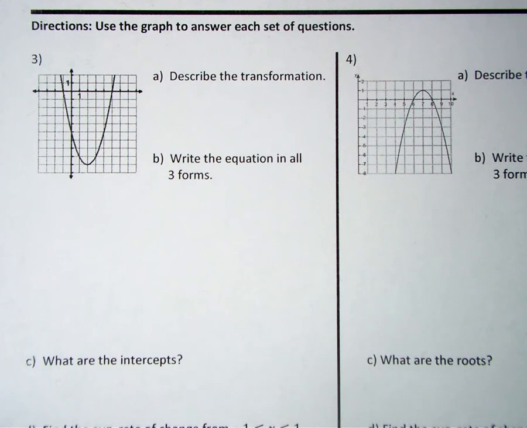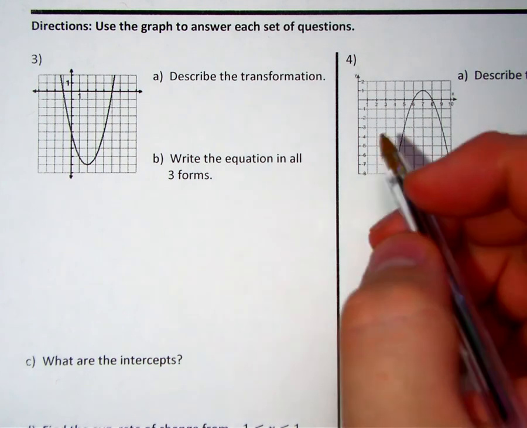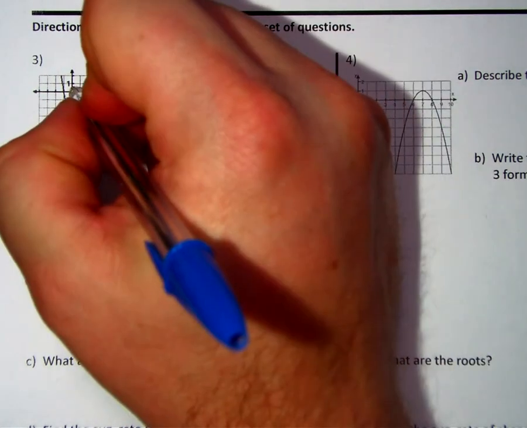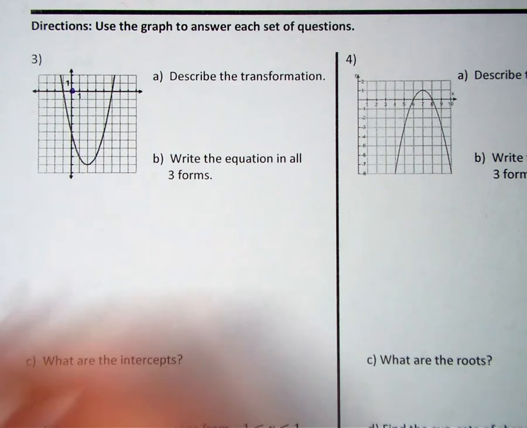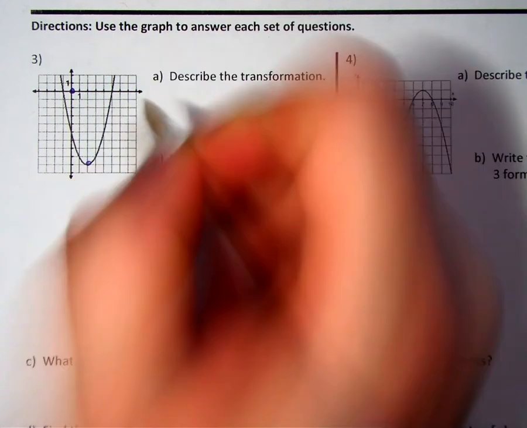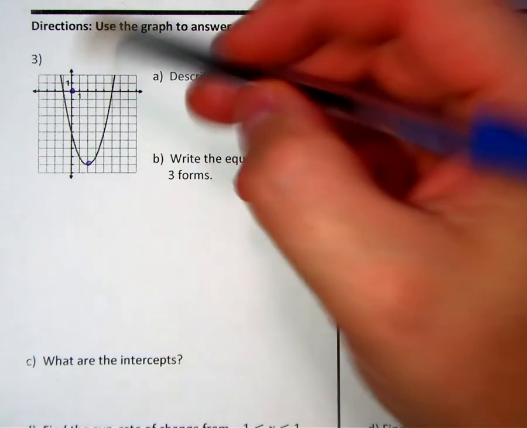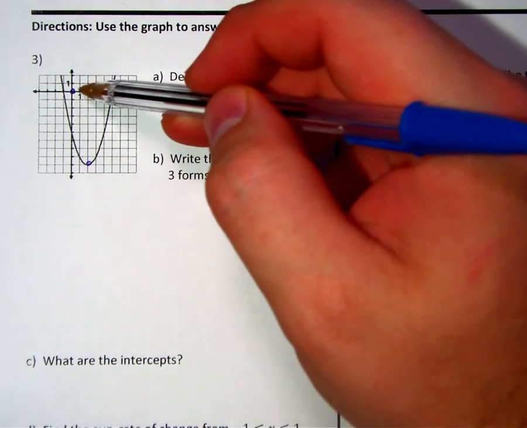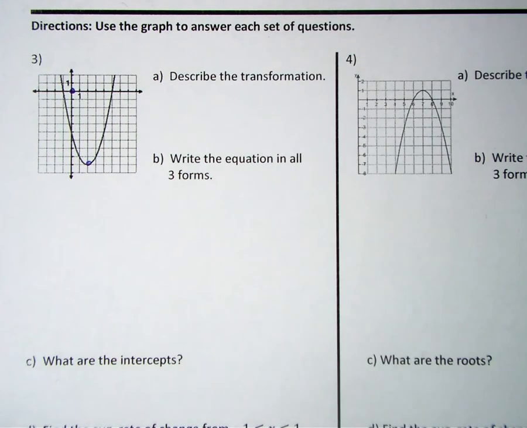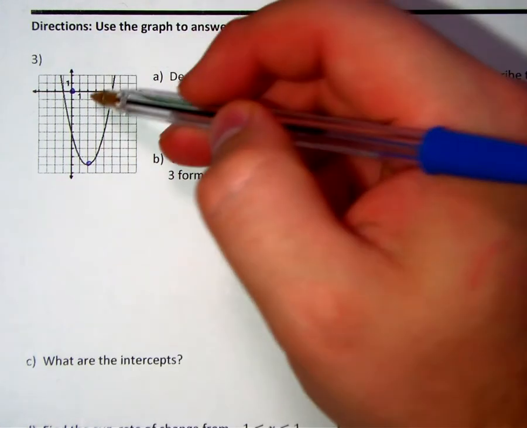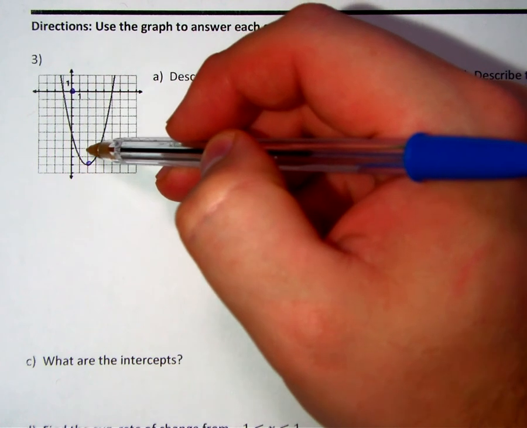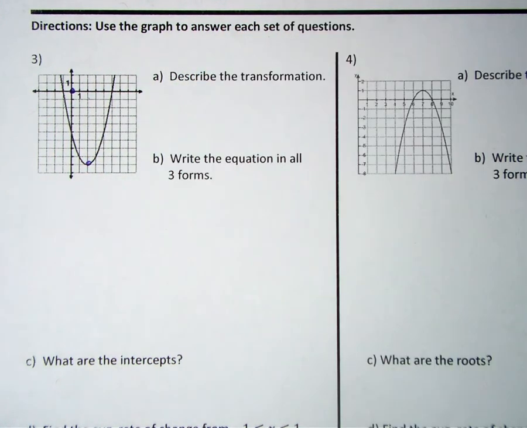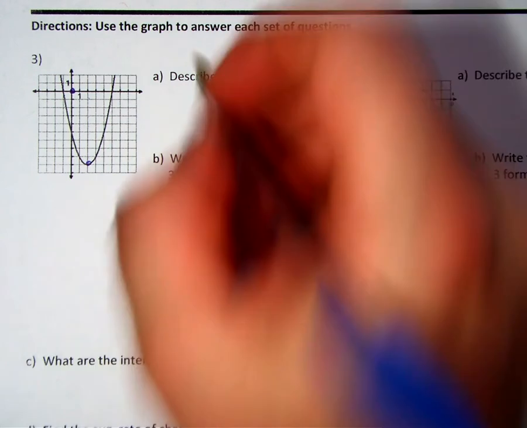Use the graph to answer each set of questions. So we want to first describe the transformation. Remember that when we're describing the transformation, we're describing from the root or parent function, which starts at 0, 0, to the new vertex point. And so I can see that this vertex has moved over to the right and down. What do we got? 1, 2, 3, 4, 5, 6, 7, 8, 9. So we've moved to the right 2 and down 9.